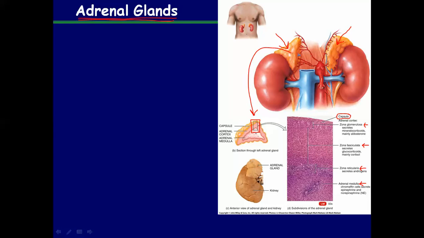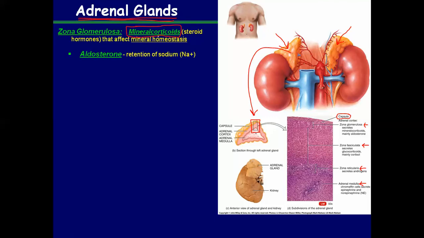So let's take a look at the first zone or layer called the zona glomerulosa. This layer produces a group of hormones called mineralocorticoids. Mineral meaning they must have something to do with a mineral. A corticoid is a steroid hormone. So these are lipid hormones, right? Because steroids are lipids. And they regulate certain minerals. We're going to learn one of these. The most abundant mineralocorticoid is called aldosterone.